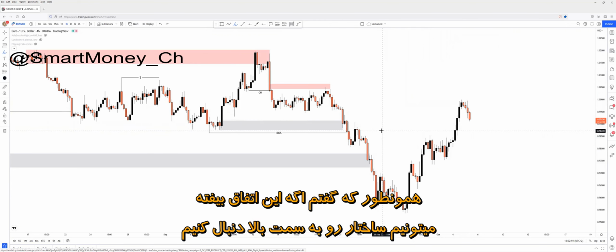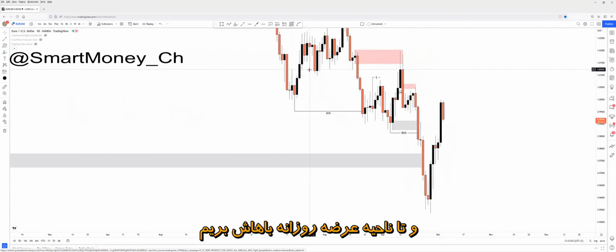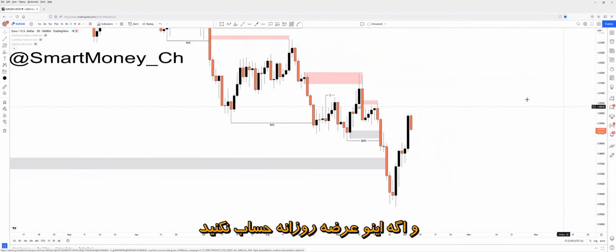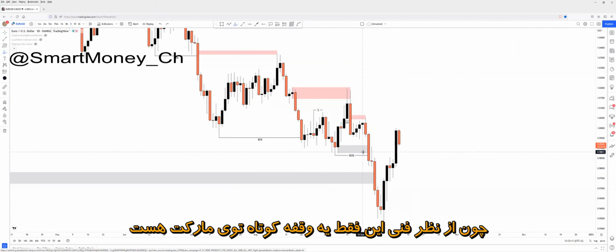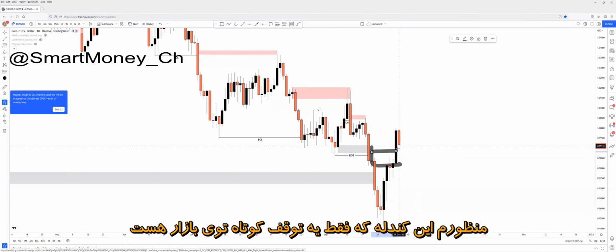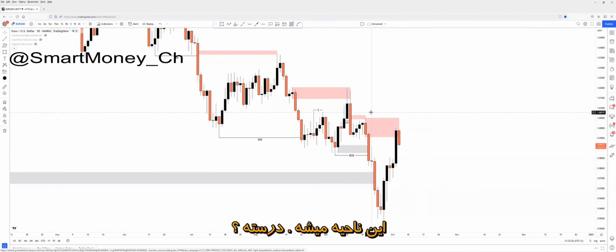As I said, if this happens, what can we expect? We can still follow the 4-hour structure to the upside, up to a daily supply. And if we don't really count this thing here as a daily supply zone, because technically it's just a small stop in the market, I mean, this candle right here is a stop in the market, the real supply zone in this region, the real volume bringer supply zone, is this one right here, right?